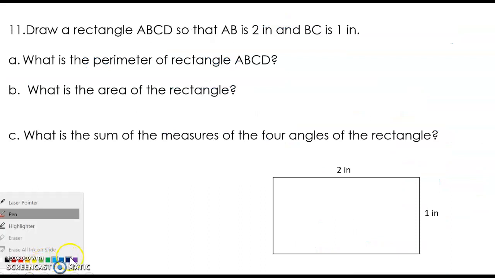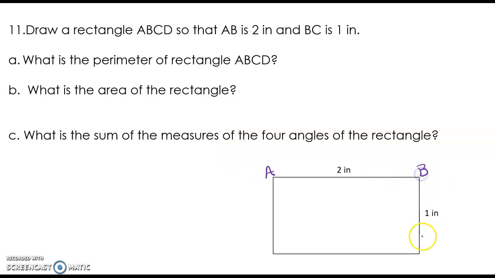All right, I'm going to change colors here. 11 says draw a rectangle ABCD such that AB is 2 inches, so this is A, B, and BC is 1 inch. So this is 1 inch, and this is 2 inches. What is the perimeter? So the outside.